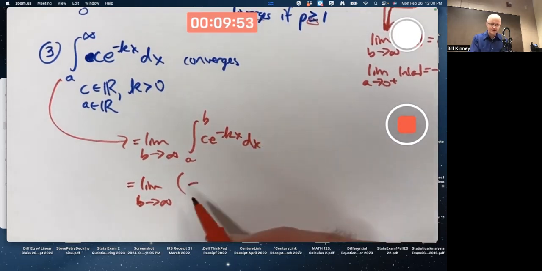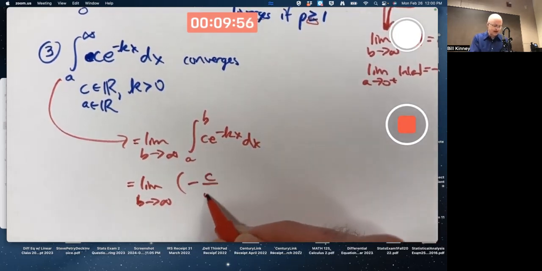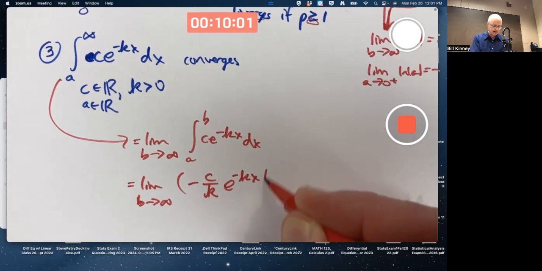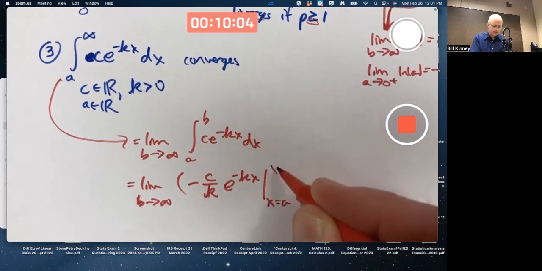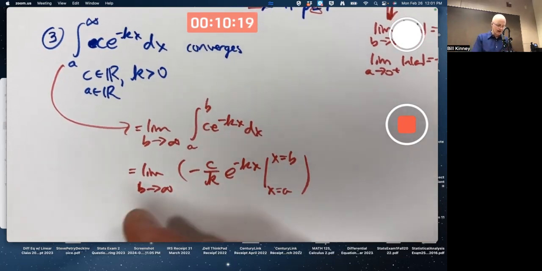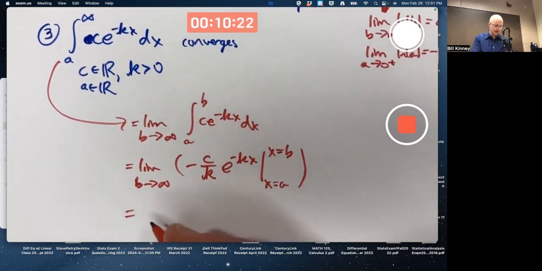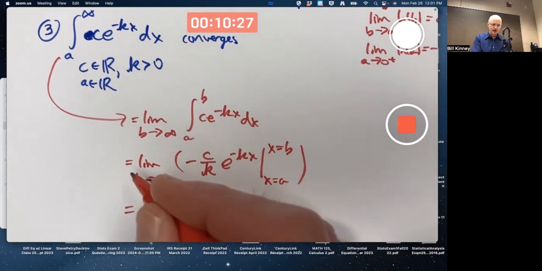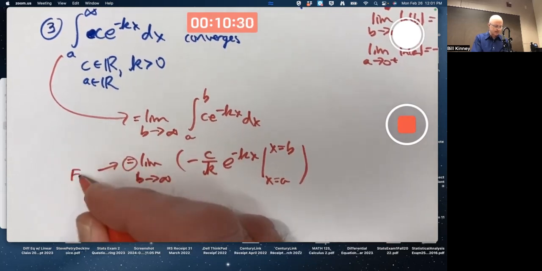The antiderivative of this, if you're careful and you're guessing, you'll see it's negative c over k e to the negative kx. You can check it by differentiation. When you differentiate that, the chain rule gives an extra factor of negative k that will cancel with the negative sign and also the k in that denominator. A lot of letters, but if you keep your wits about you, you can do it. That's the fundamental theorem of calculus, FTC, that I use right there.